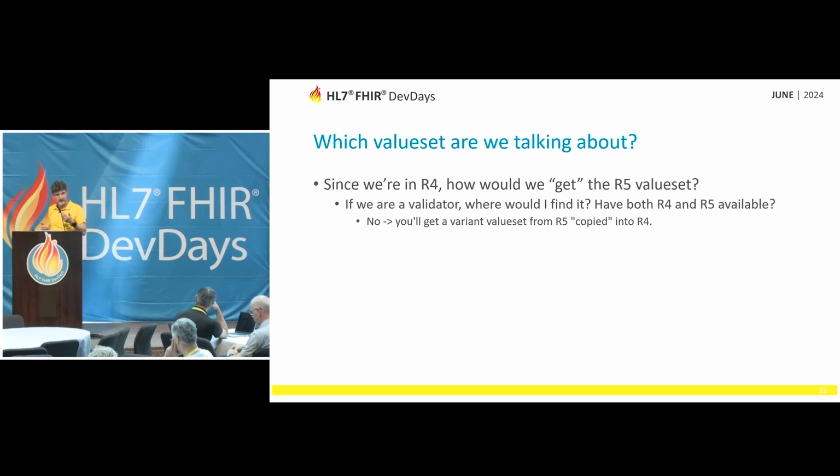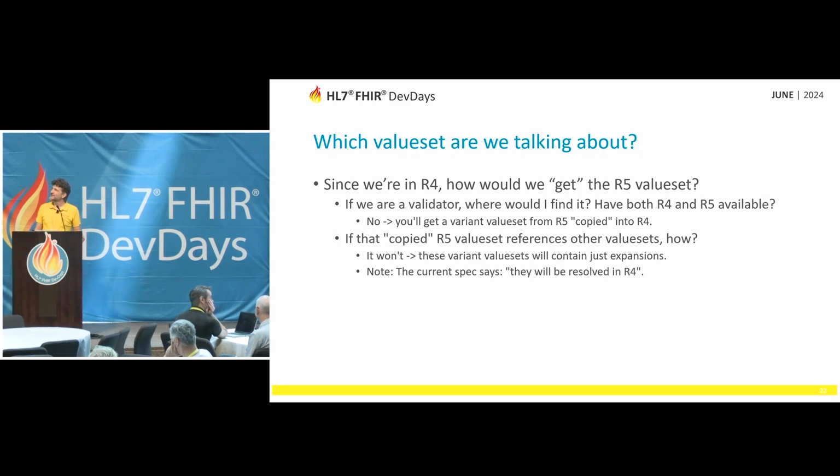And so create an R4 value set for this extension that contains the codes that are actually new in R5. But some of the value sets are not explicit value sets. They contain references to other value sets, they compose from other value sets. So what if they refer to something? The original current spec says they will then be resolved in R4. So you have an R5 value set copied over to you, but all the references in that value set are actually R4 references. No, that won't happen.